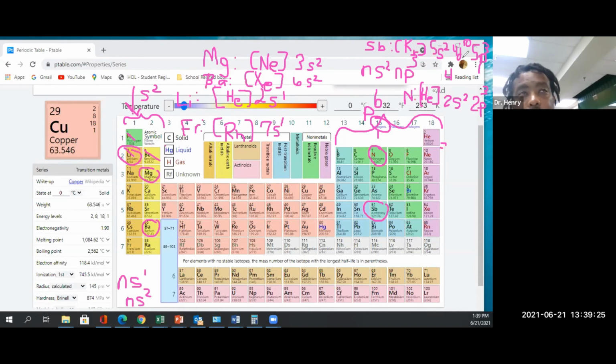So this guy is a lower level. So we're just looking at these guys, because these guys are going to be the ones that are easily available. They're easily available because they're in the outer shell, right? So they still match up with that ns2 np because that n represents that outer shell. Does that make sense?